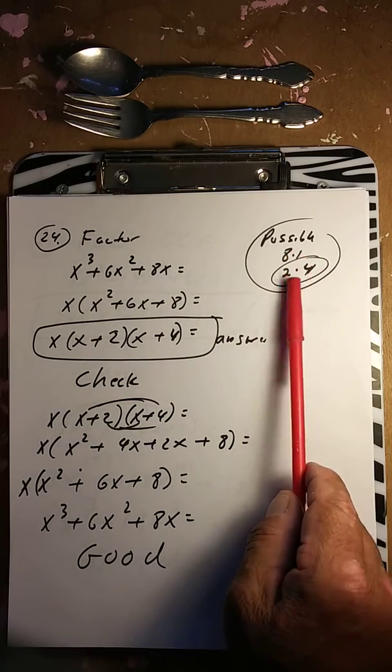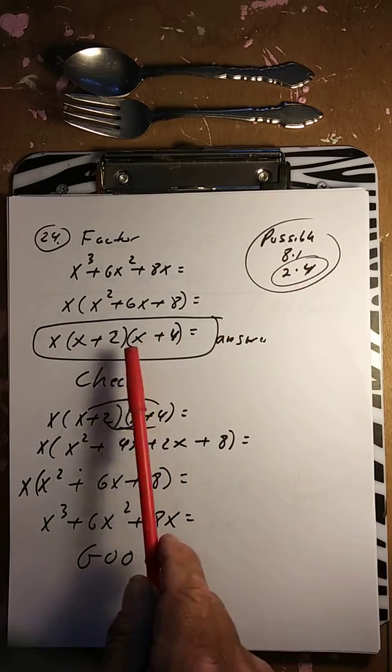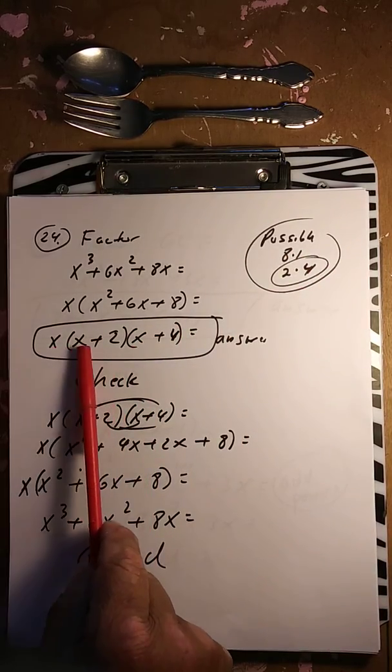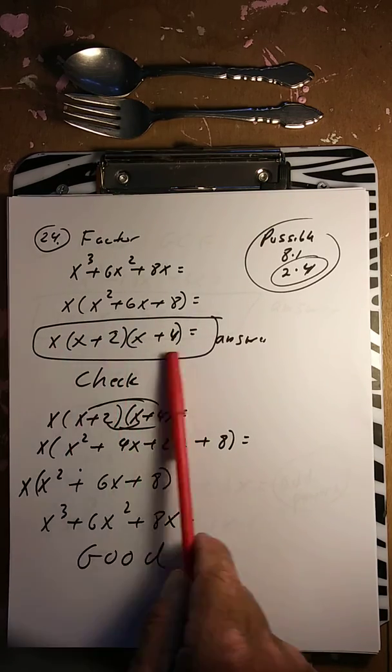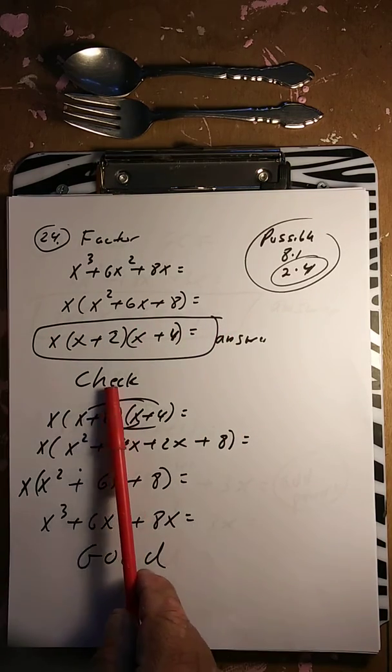8 is 8 times 1, 2 times 4. I'm going to say 2, 4. So, is x times (x plus 2)(x plus 4) the correct answer? Let's check it. Write it down again.